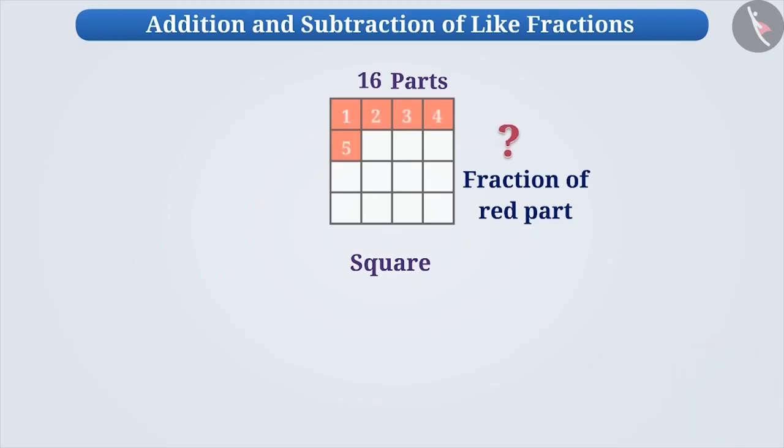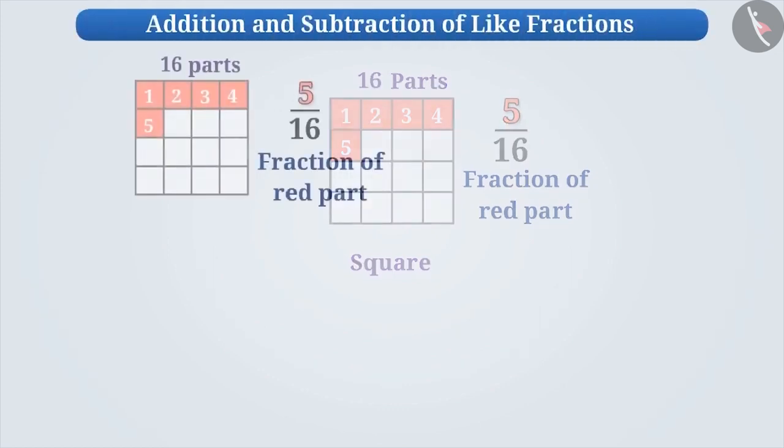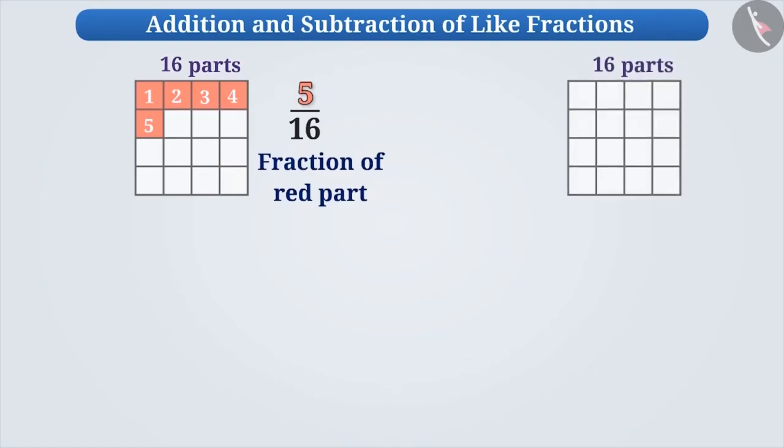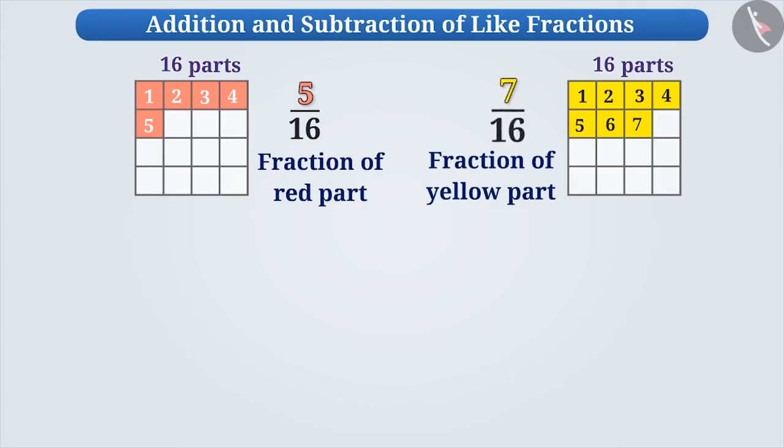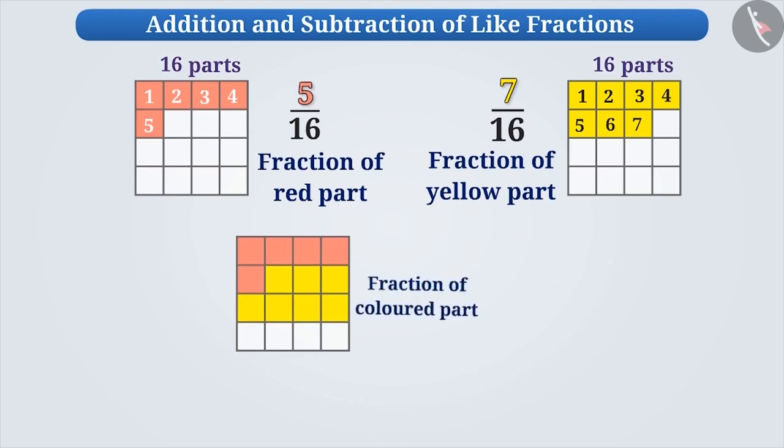Absolutely correct. Since 5 out of 16 parts are painted red, the fraction of red part in the whole square is 5 by 16. Similarly, out of 16 parts, if we fill yellow color in 7 parts, then the fraction of yellow part in the whole square is 7 by 16. Now can you tell me the fraction of the colored part in the whole square?